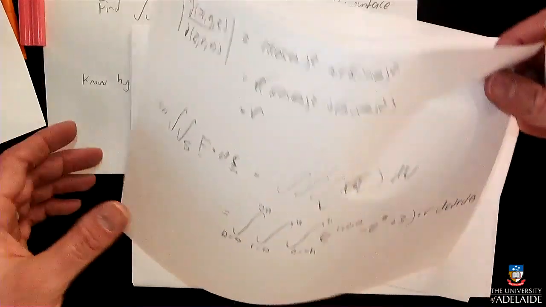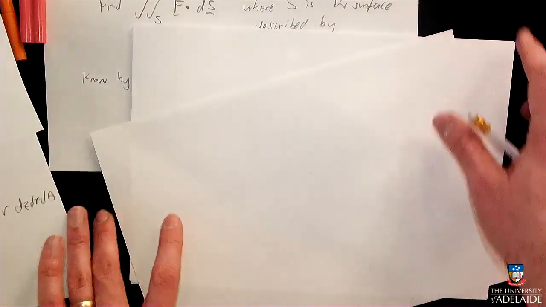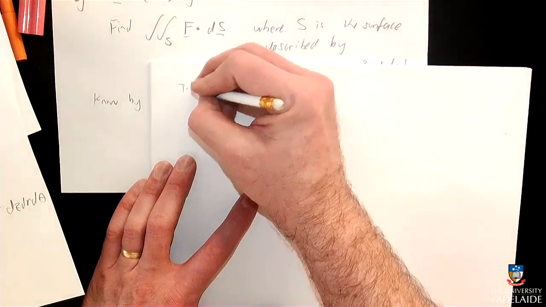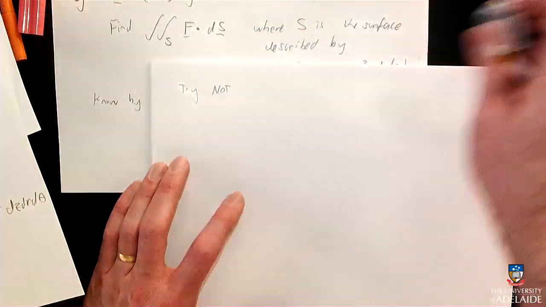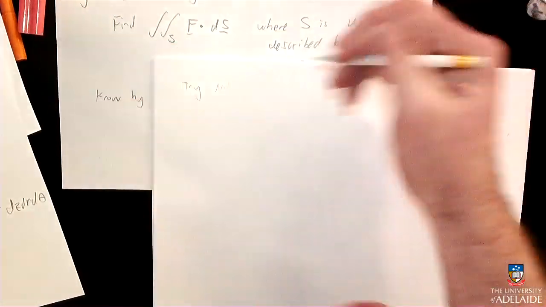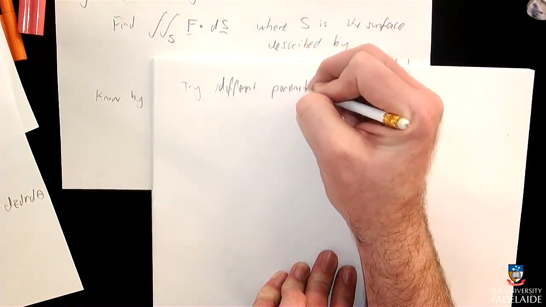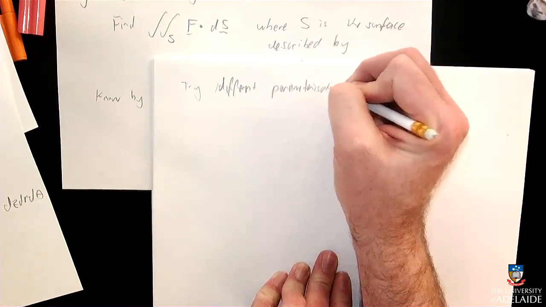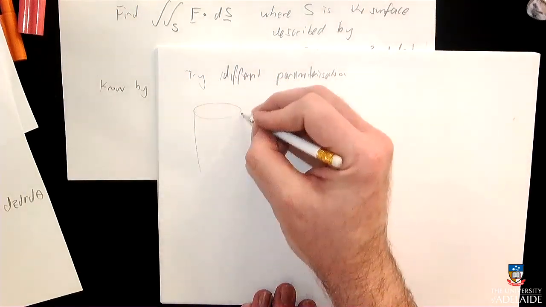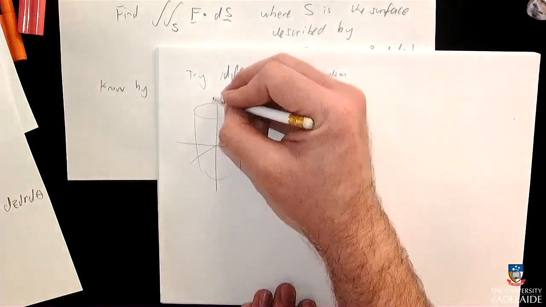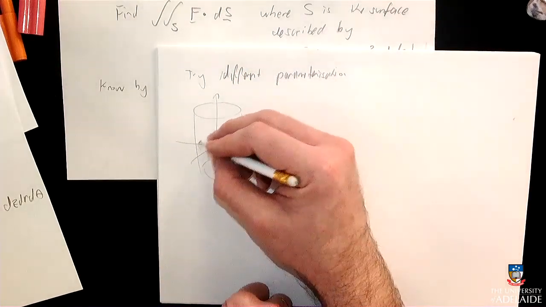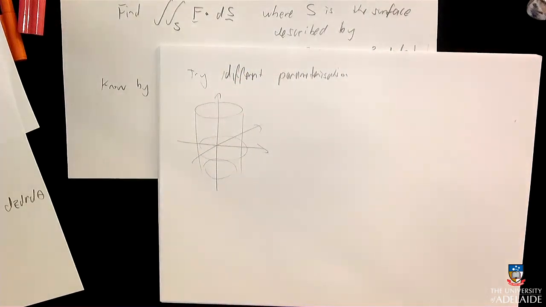Let's see what happens if I don't parameterize it. Well, let's try a different parameterization. This is what I would do in an exam. I'd leave that like that and just try something else and see if I could come back to it later.